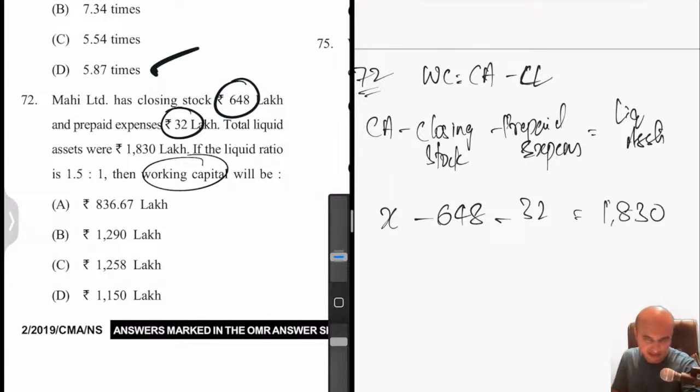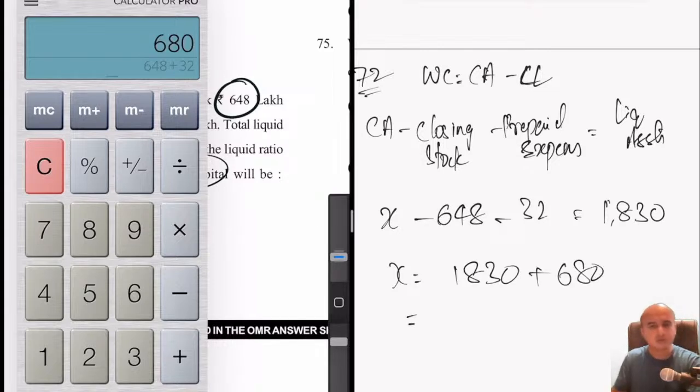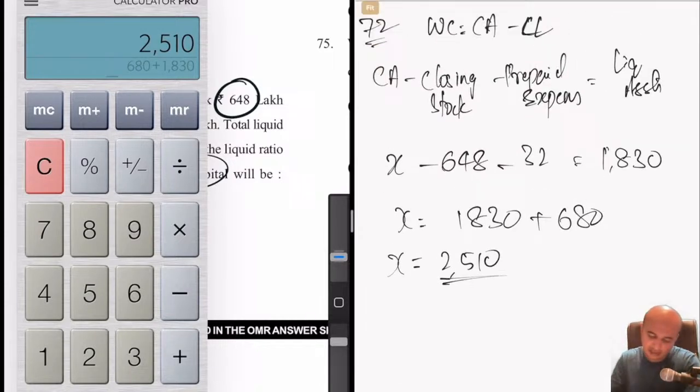I hope it makes sense. Now we can easily identify, no? So X equals 648 plus 32, 680. 1,830 plus 680. Okay, so current assets will be 2,510 from the calculation.